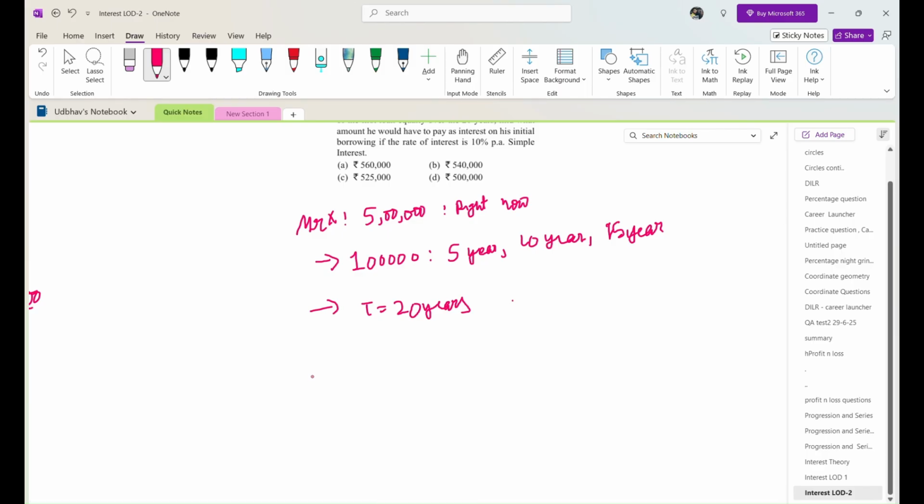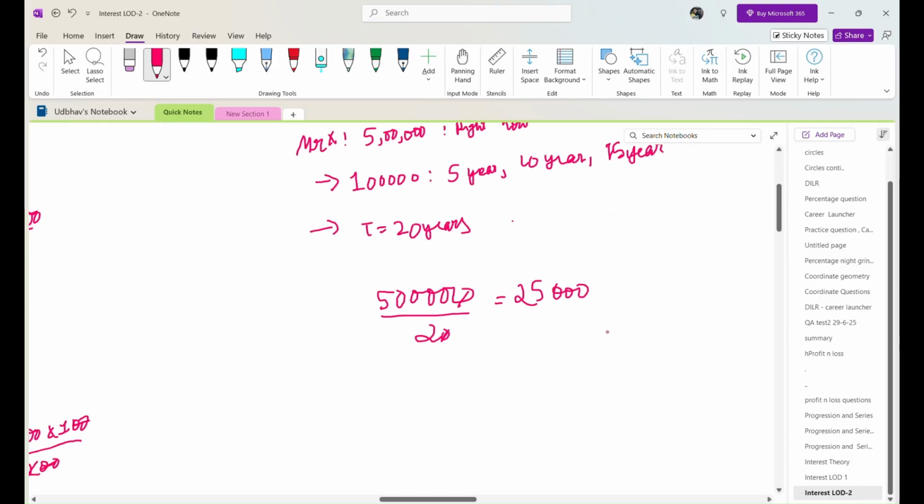So at the first year, how much money does he have to repay? 5 lakhs. But we are told that he will be repaying equally in a time span of 20 years. So if he has 5 lakh rupees and he has to repay that money over 20 years, how much money should he repay every year? 5 lakh divided by 20, this comes out to be 25,000. So it means he will be repaying 25,000 rupees every year.